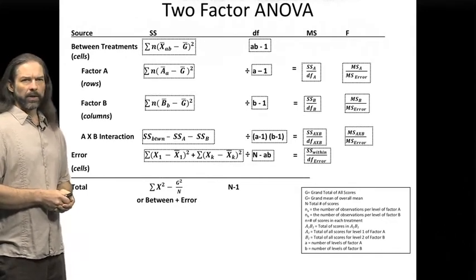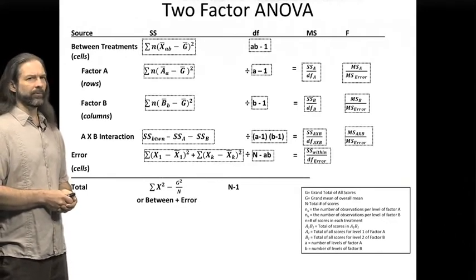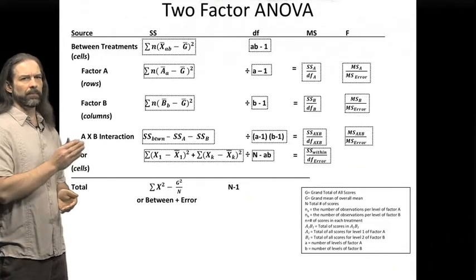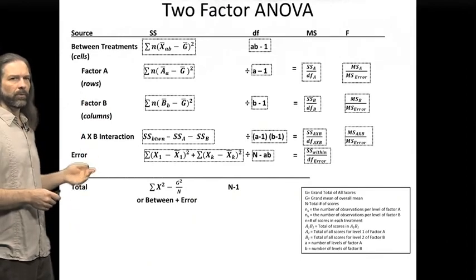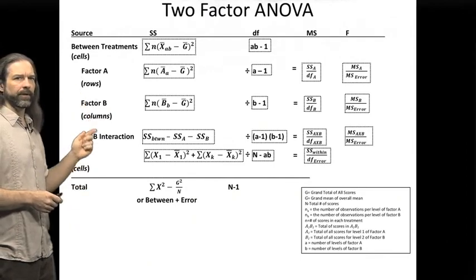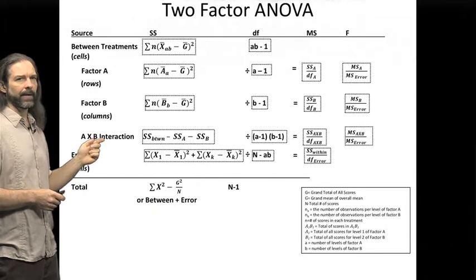The other thing that I want to point out on the 2-factor ANOVA table is, again, I have some of the terms indented and some are all the way back. So for example, I have between treatments and the error terms all the way back, but then I have this indentation of factor A, factor B, and the A by B interaction.